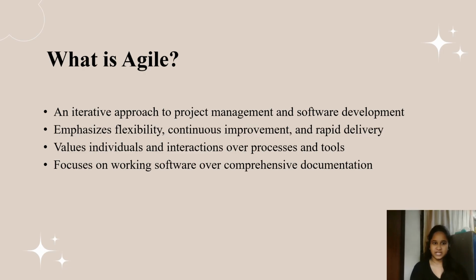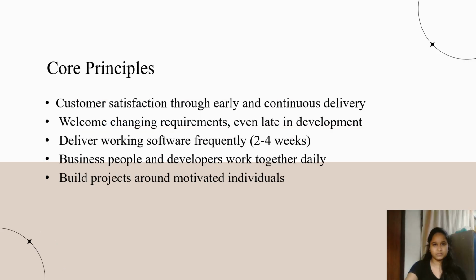So, what is Agile? Agile is an iterative approach to project management and software development, and it emphasizes flexibility, continuous improvement, and rapid delivery. It values individuals and interactions over processes and tools, and it mainly focuses on working software over comprehensive documentation. Let's see the core principles of Agile.